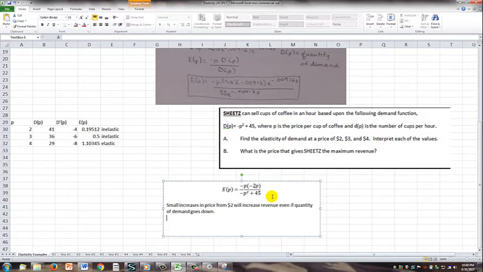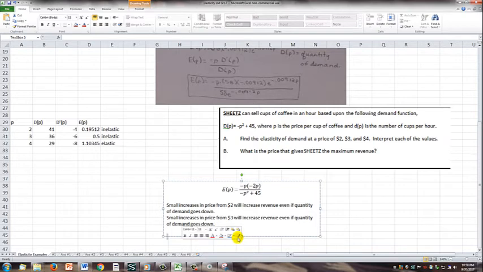And same thing for $3, since the elasticity at $3 is less than 1. Small increases in price from $3 is going to increase your revenue, even if the quantity of demand goes down.